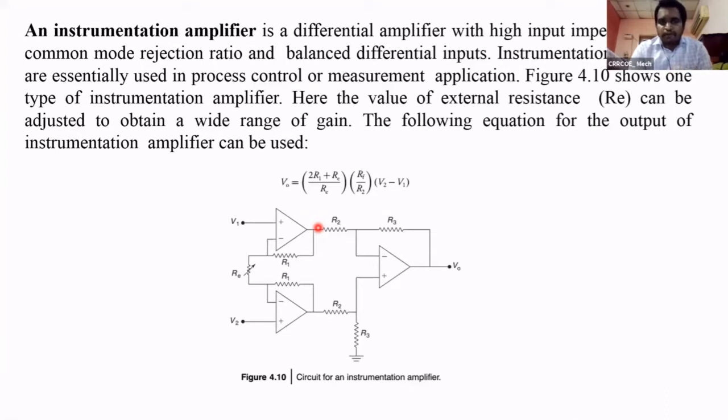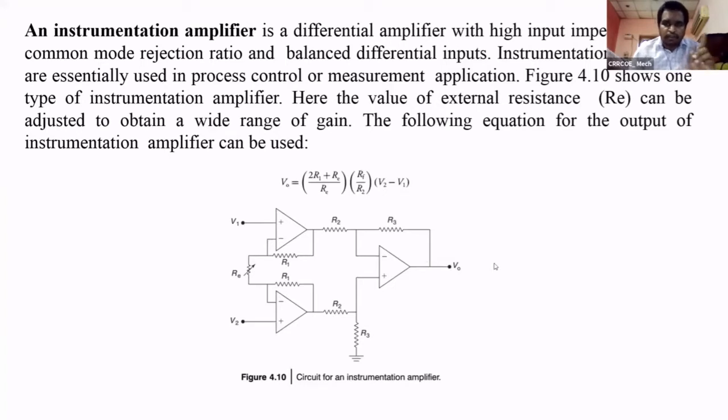mode rejection ratio, which means the voltage produced as common voltage at V1 and V2 is very less, meaning the gain at common mode is less. We have to minimize that. Okay, this is about amplifiers. This is the last amplifier, the op amp, that is the instrumentation amplifier.